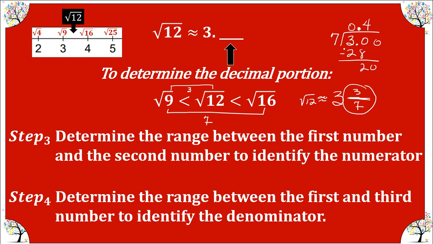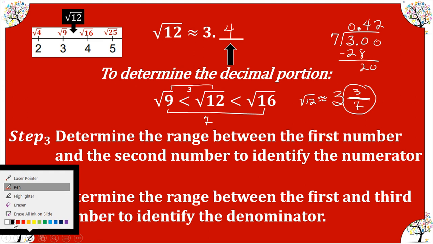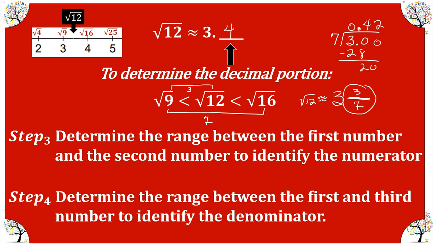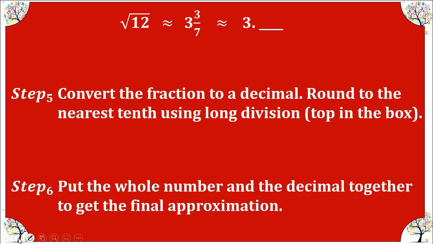Bring down another 0. And 7 into 20 almost goes 3, but we're just going to say 2. So our final answer is going to be 3 4/10. So the square root of 12 is about 3.4. So on the number line, it would almost be right in the middle. So about right here is the square root of 12. It's almost at 3.5, but about 3.4.